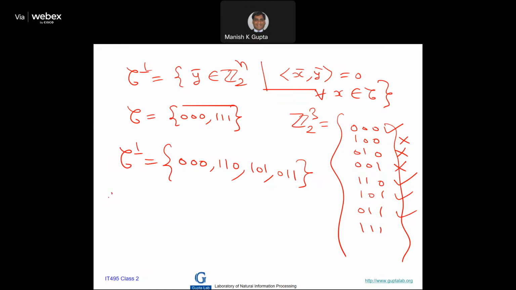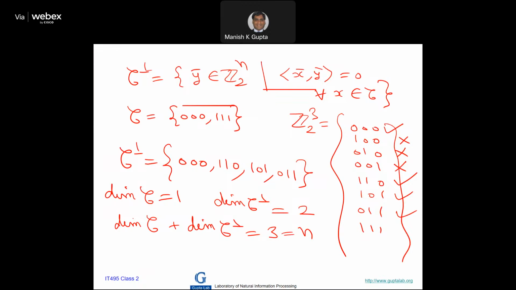So we know that the dimension of C is 1 and the dimension of C perp is 2, right? In fact, you can see that the dimension of C plus the dimension of C perp is equal to 3, which is n actually in general, right? So the dimension of C perp is n minus k always. You can clearly see that.